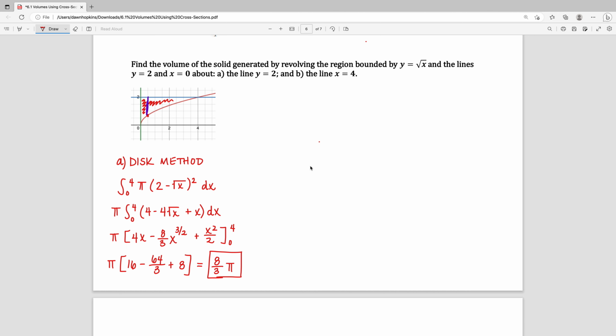That finishes part A. Part B is asking us to find the volume if we take that same region, but this time we're going to revolve it around a vertical line, and it's the line x equals 4. So it's this line over here. Because we're revolving around a vertical line, this time we are going to be integrating with respect to y. Additionally, you can see that our region is not sitting on that line, so we're going to use the washer method here, because there's going to be a gap.